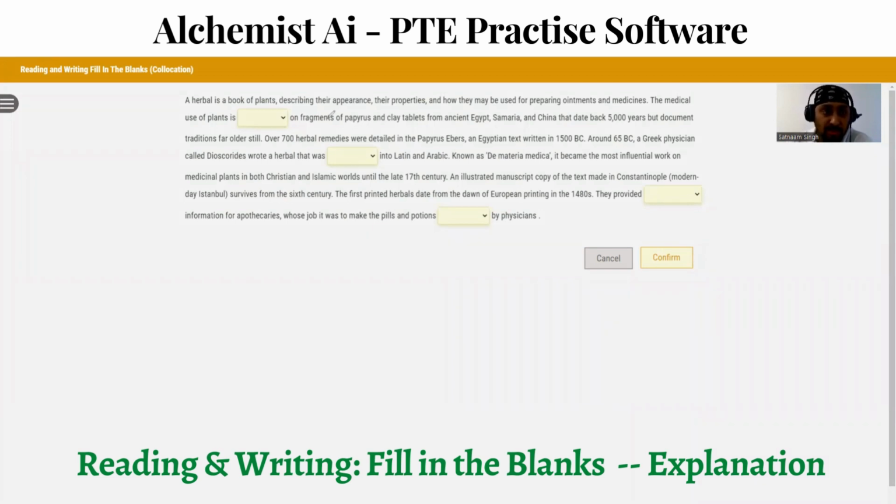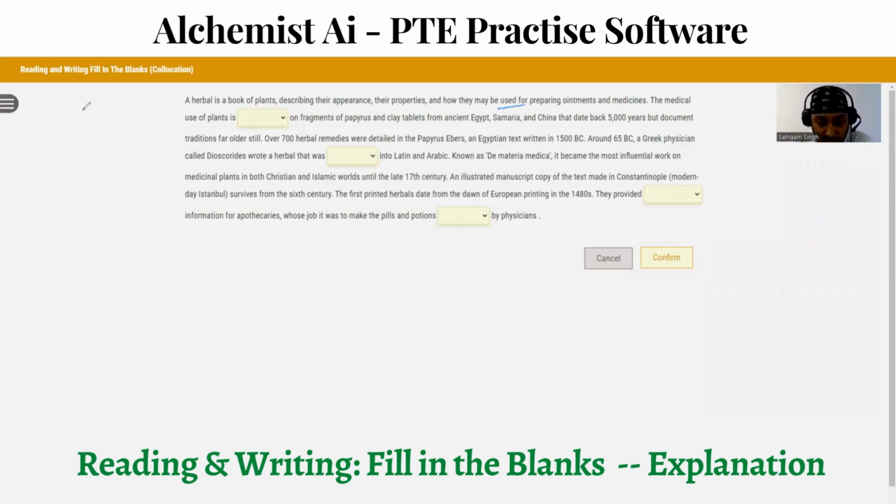A herbal is a book of plants describing their appearance, their properties, and how they may be used for preparing ointments and medicine. The medical use of plants is dash on fragments of papyrus clay tablets from ancient Egypt, Samarra, and China that date back 5,000 years ago, but document traditions that are far older still.